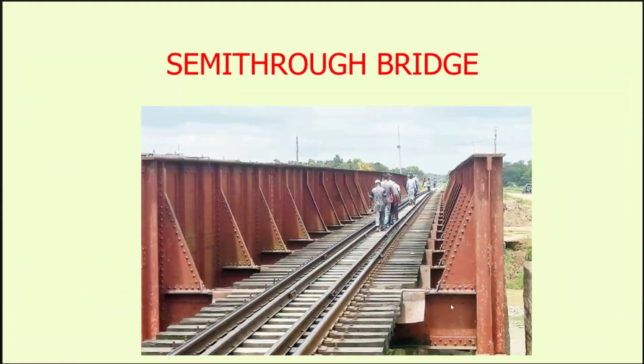Okay, so it is the semi-through bridge, where you can see the height of the girder. It is substantial when the train will be passing. So a substantial portion of the bridge girder has the side clearance issue. So this type of semi-through bridge is there.